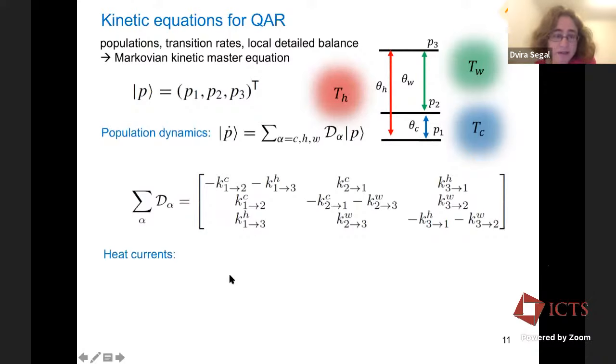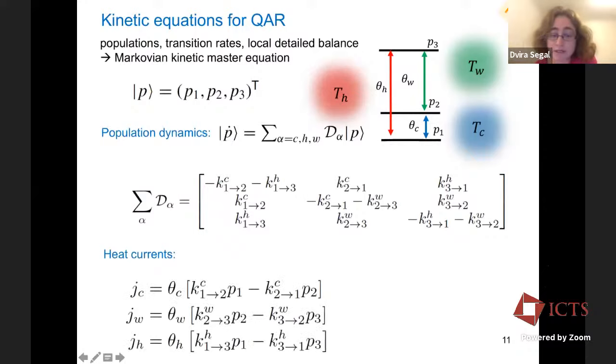And given that, you can also write down a simple form for the heat currents. So we mentioned that we would like to look at the cooling current. So let's take a look at the form of the cooling current, what it is going to be. So I'm just taking a look at the population of level 1 and the transition from 1 to 2 due to the coupling to the cold bath. And I'm taking the difference from the opposite process, which brings me population from the top level. So this is really just the net flow.